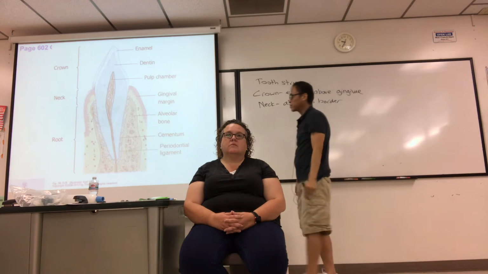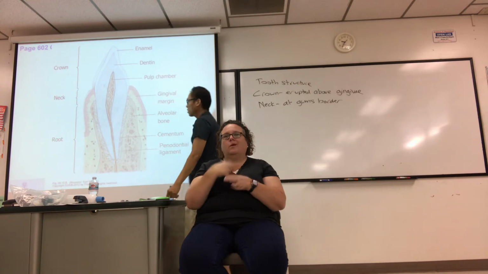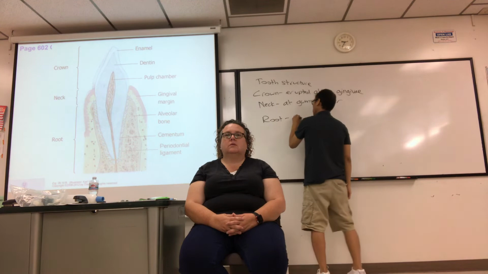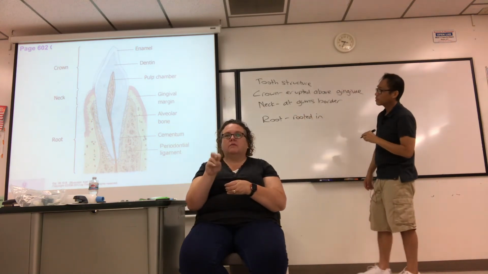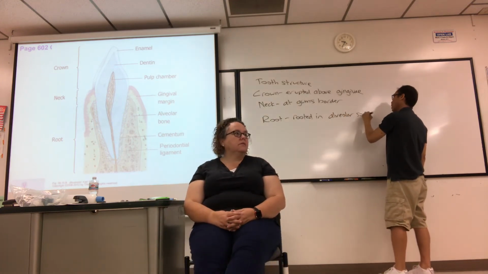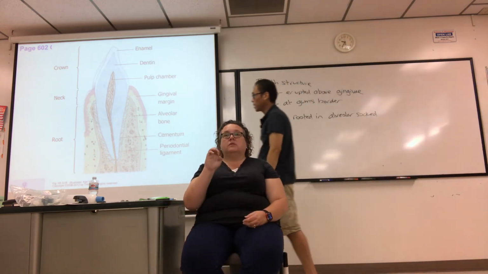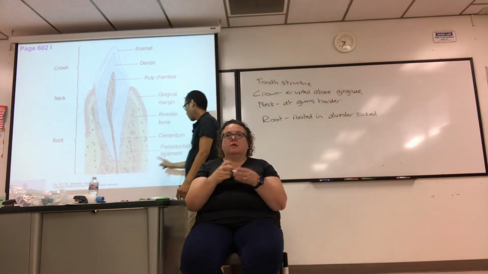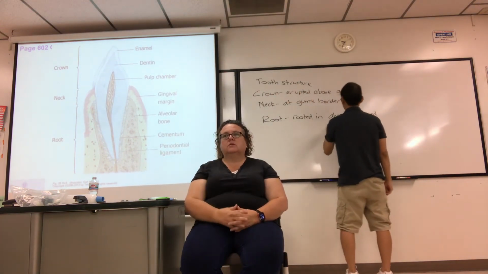Now the part of the tooth that's rooted in the alveolar bone, we simply call the root. The tooth is rooted in the alveolar socket. It's bolted in. I would note there are the periodontal ligaments that bolt the tooth in the alveolar bone. Periodontal ligaments. Rooted in alveolar socket.